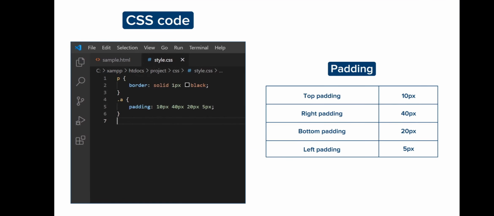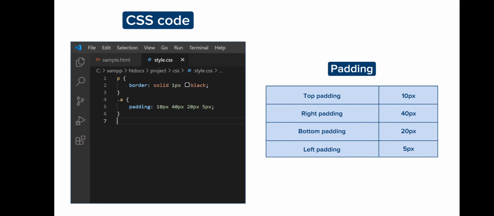Remember, the first value is for the top side and it continues in a clockwise manner. This means that the next value will be for the right side. Next to it will be for the bottom side and the last value will be for the left side of the element. So here, the top padding will be of 10 pixels, right padding is of 40 pixels, bottom padding is of 20 pixels, and the left padding is 5 pixels.